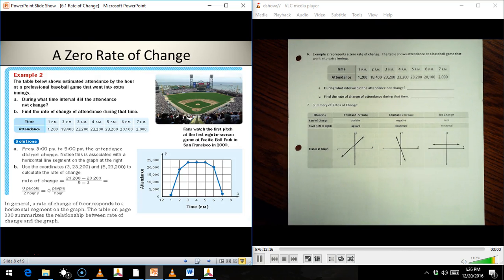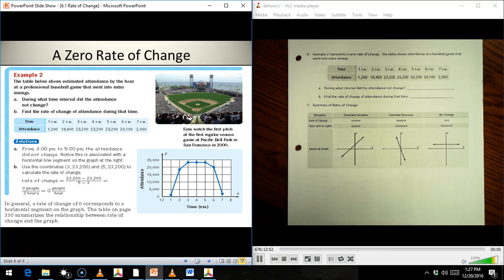So when you're finished with that example, take a look at example 2, which can be a 0 rate of change. It shows attendance at baseball games that went into extra innings. So see if you can answer 6A and 6B. During what interval did the attendance not change? So what time periods from what to what? And then 6B, find the rate of change of attendance during that time. So what was the rate of change? What number represents that time period that you found in A? And then we'll check those as well.